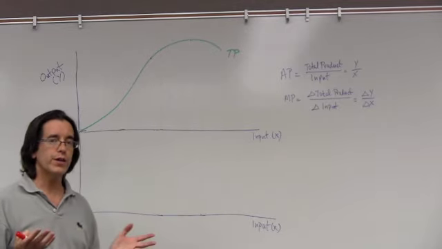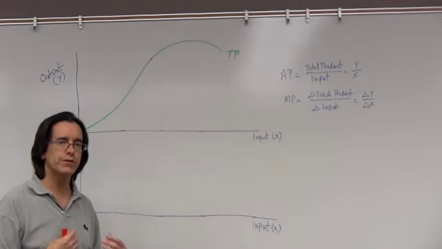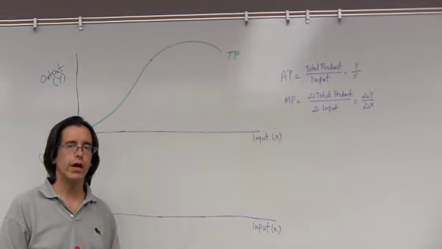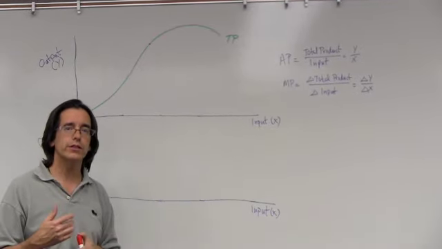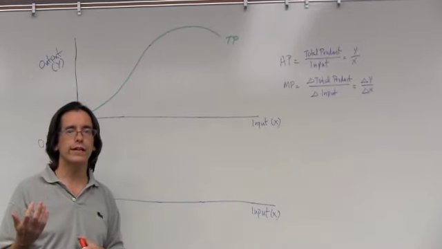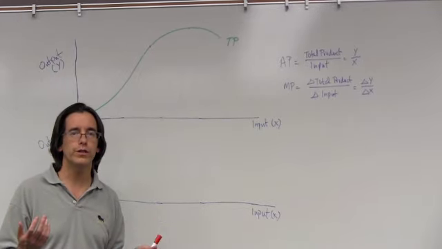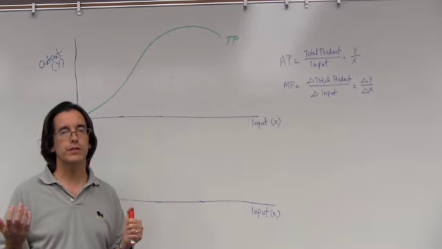All right, so in this video, we're going to take those concepts that were introduced in the previous video, the idea of the total product, the average product, and the marginal product, and then look at them graphically, and then use those concepts to start looking at this idea of how do we start narrowing down our choices of inputs to get towards this idea of profit maximization.